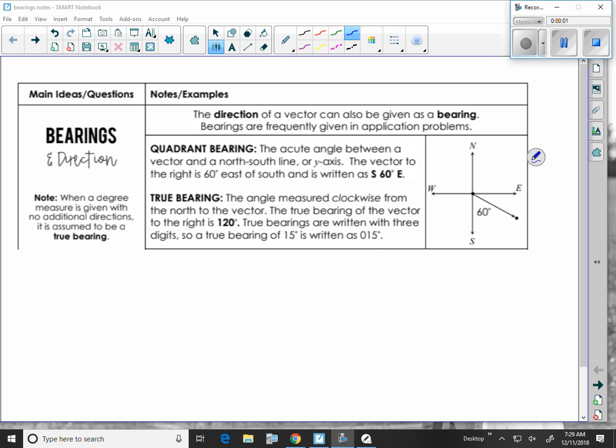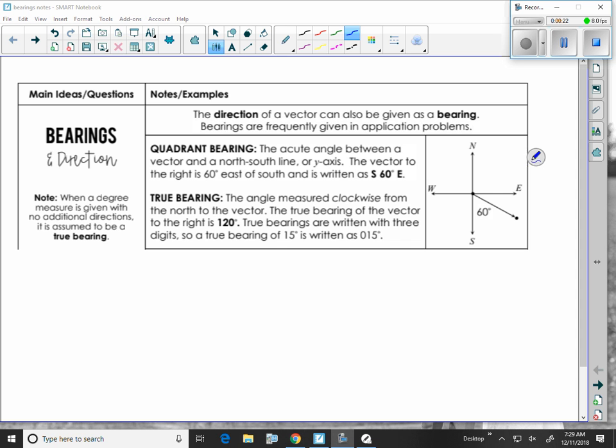It says the vector to the right is 60 degrees east of south. So if we look, our vector is between east and south. Now we never say it's east-south, we say it's southeast. So the way that you would write it is south 60 degrees east.